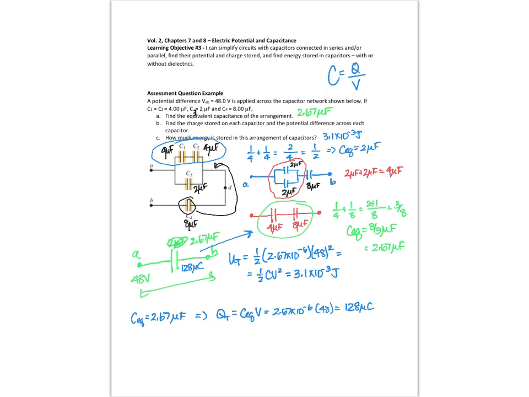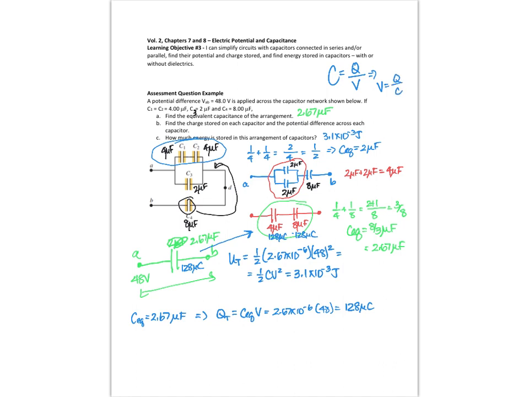Now, the 2.67 microfarad capacitor stood in the place of these two that were in series with each other. And I know that the charge of capacitors in series is the same. So both of these will have 128 microcoulombs of charge across them. Then I can also calculate the voltage across each one of those by rearranging this expression. My voltage can be found by taking my charge over my capacitance.